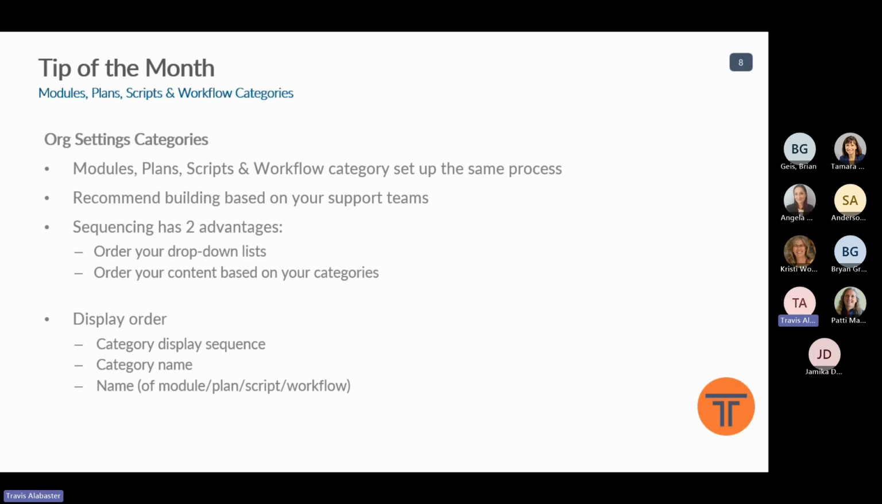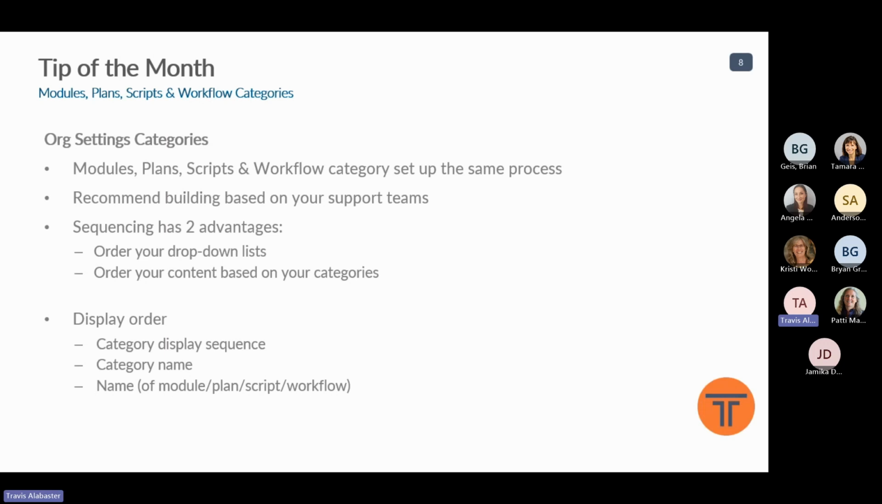The sequencing has two advantages, and I'll show you why the sequencing is really important. It can order your drop-down lists. So when you're selecting your categories, you can now order the more frequently used categories to the top, and it does order your content based on your categories. So I'll show you the advantages of sequencing and how you can automatically filter your content to make it easier to find.